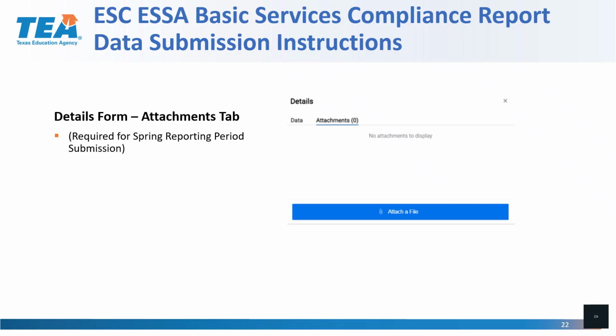After the information is completed in the Details Form Data Entry tab, click on the Attachments tab and attach the completed ESC ESSA Basic Services Compliance Report spreadsheet. Do not convert to PDF. Attach the file in Excel format.